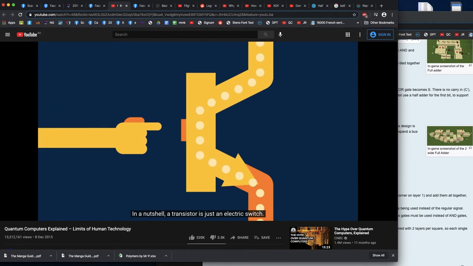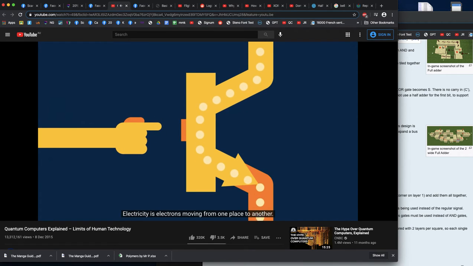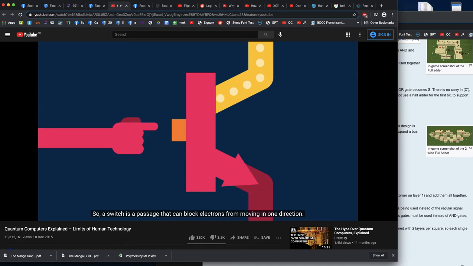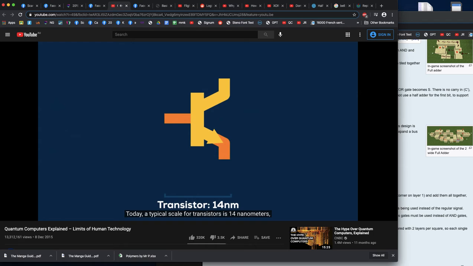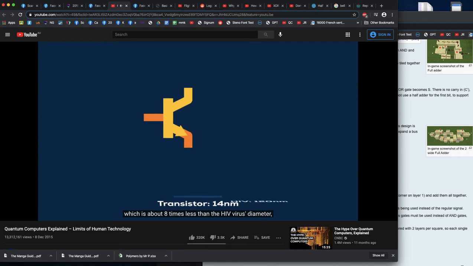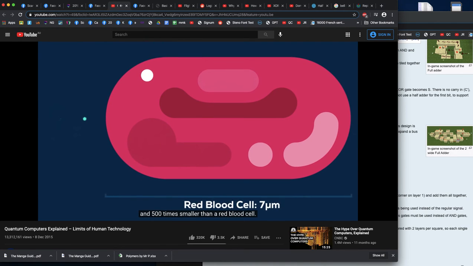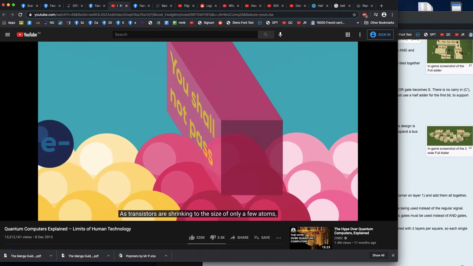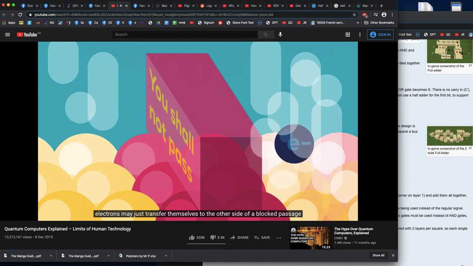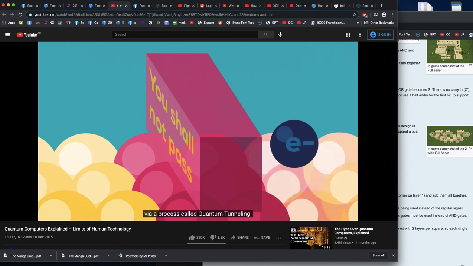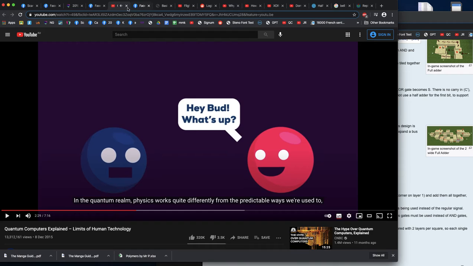In a nutshell, a transistor is just an electric switch. Electricity is electrons moving from one place to another, so a switch is a passage that can block electrons from moving in one direction. Today, a typical scale for transistors is 14 nanometers, which is about 8 times less than the HIV virus's diameter and 500 times smaller than a red blood cell's. As transistors are shrinking to the size of only a few atoms, electrons may just transfer themselves to the other side of a blocked passage via a process called quantum tunneling. In the quantum realm... Okay, that's probably good enough for us.